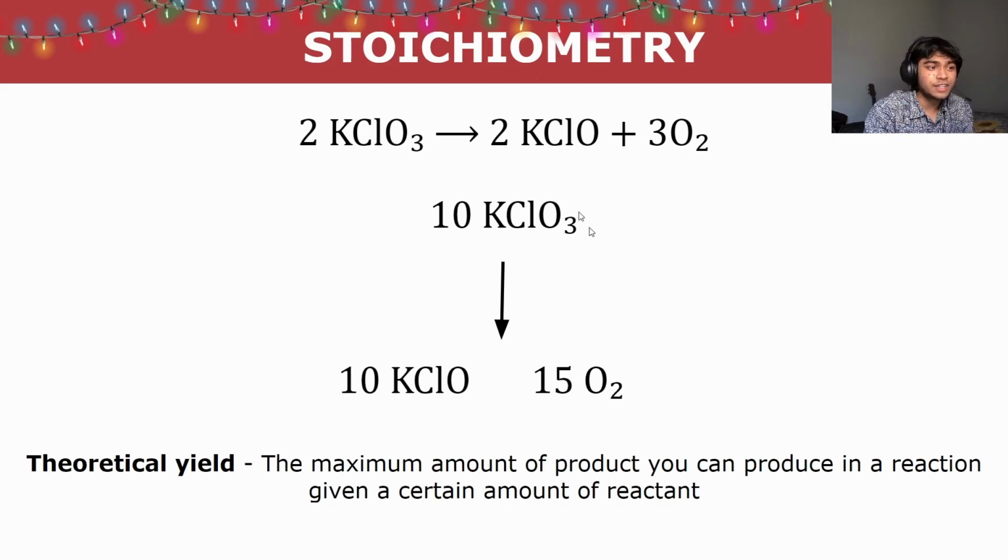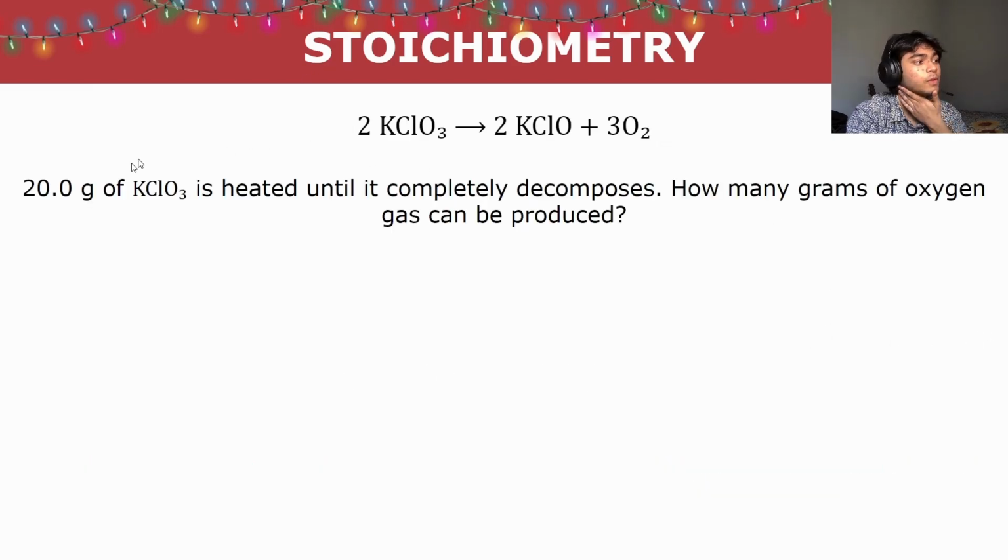Now, we did this with molecules. So we had 10 molecules of potassium chlorate. But in reality, using molecules is really inefficient because, how are you going to measure out 10 molecules of potassium chlorate? Instead, what we do is we use mass. So we're going to do this problem where 20 grams of potassium chlorate is heated until it completely decomposes. How many grams of oxygen gas can be produced?